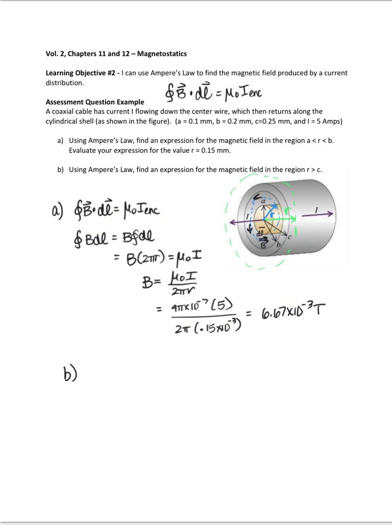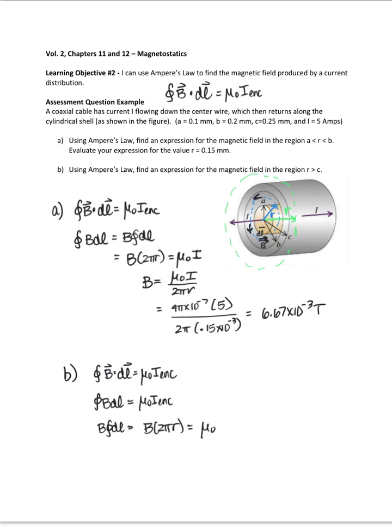My magnetic field, I'd expect it to be tangent to that circle and parallel to dl the whole way around. So I start with Ampere's law. I eliminate the dot product because those two vectors are parallel. I take my magnetic field outside, and I'll get B times 2 pi r when I do the integration.